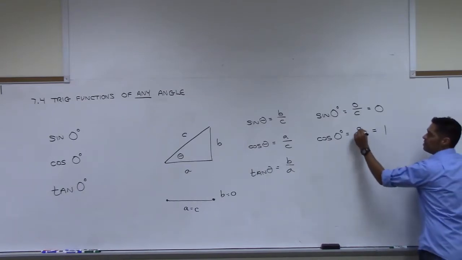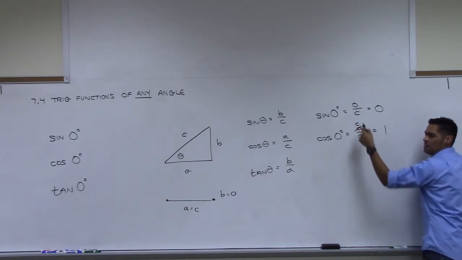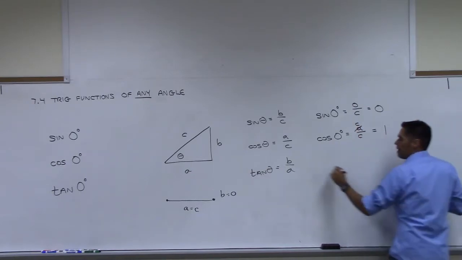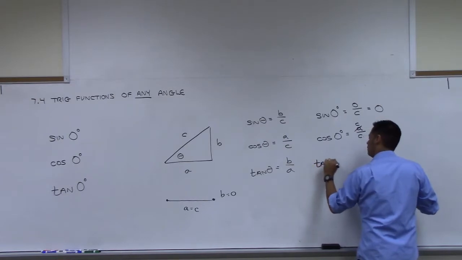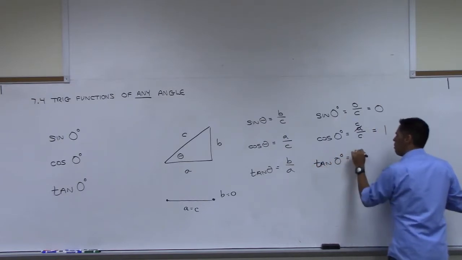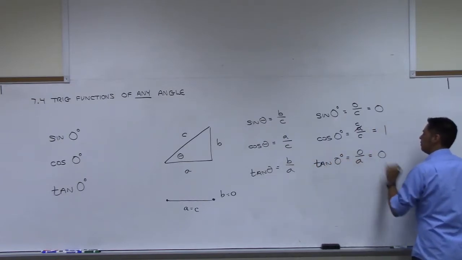Remember, A is equal to C, so you could scratch out the A and make that C. C over C is 1. And what about tangent of 0? 0 over A, which is 0.